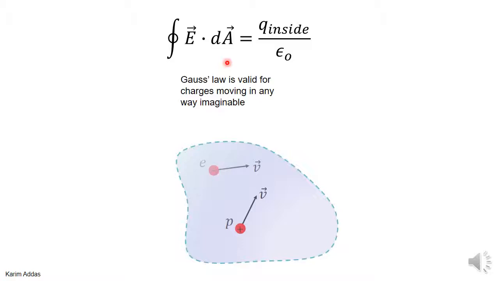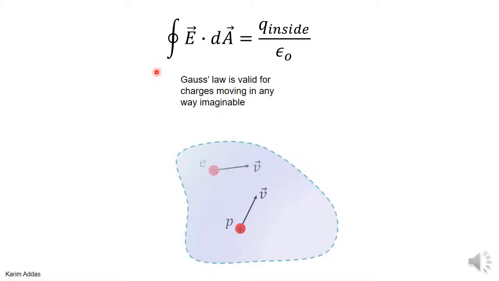The proof that we've given was only done for the case where the charge was at rest. But it turns out that it applies also for any kind of motion of the charges. And so this is an important point, and that's the reason why Gauss's law is very important. It's one of the equations that's always correct, no matter how the charges are moving in space.